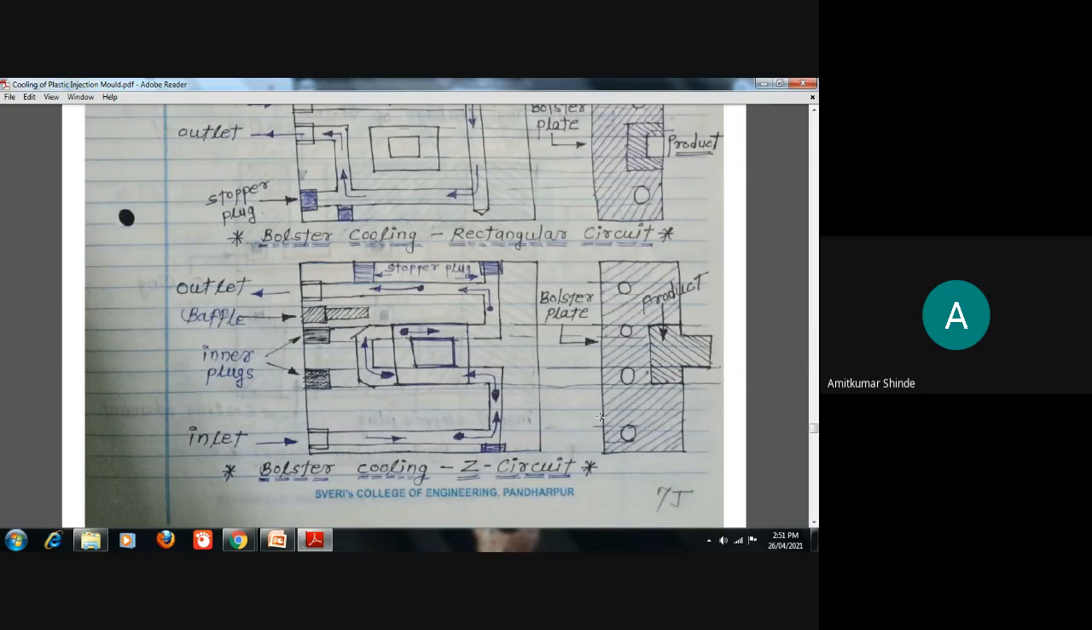The channels are provided on an extra supporting plate which is attached to the final product, and whichever channels or circuits are there are directly machined in that supporting plate itself.